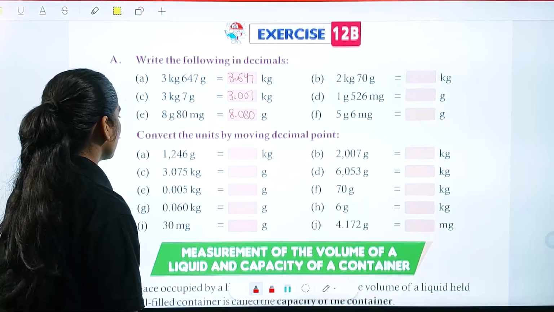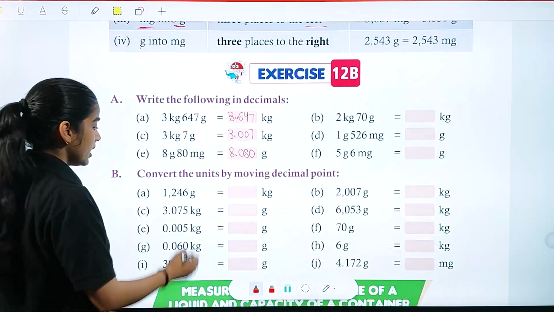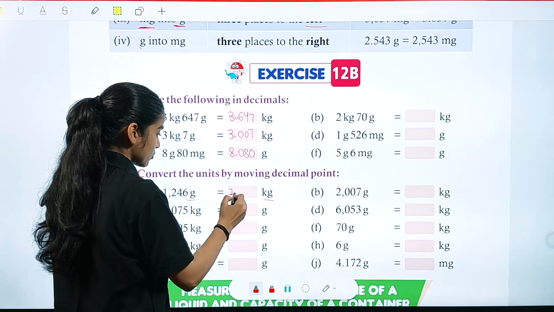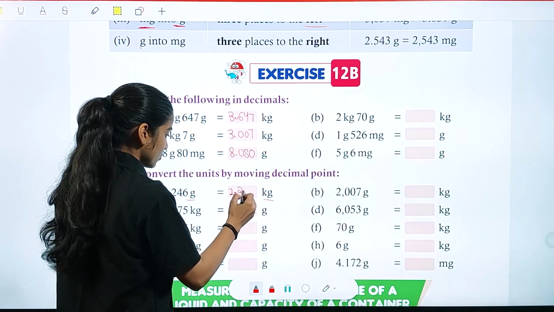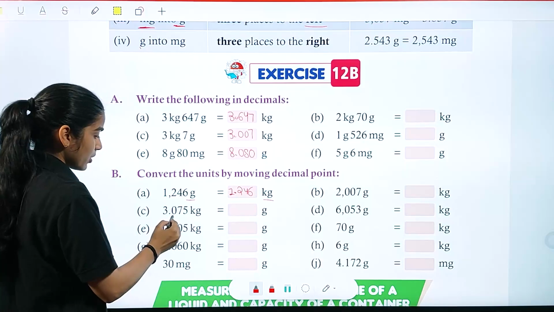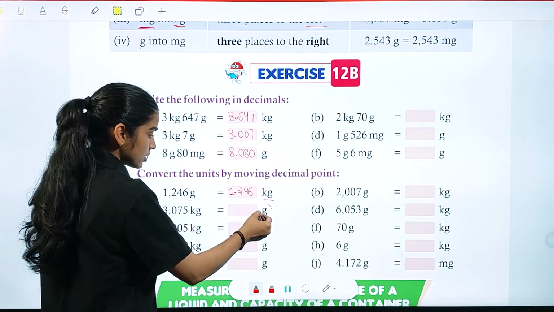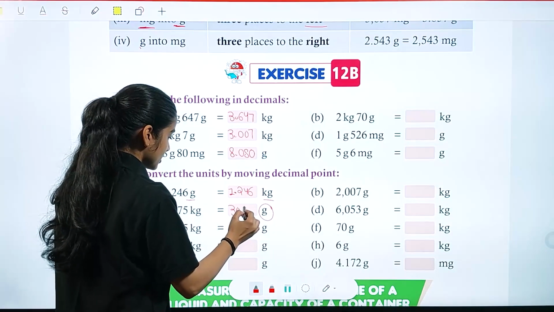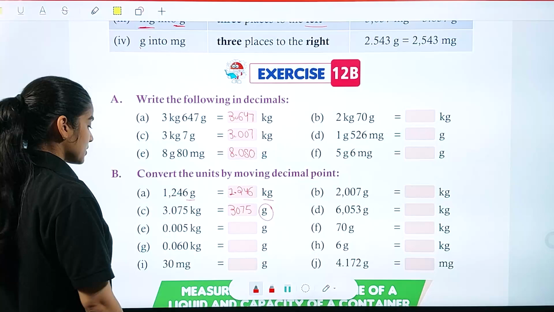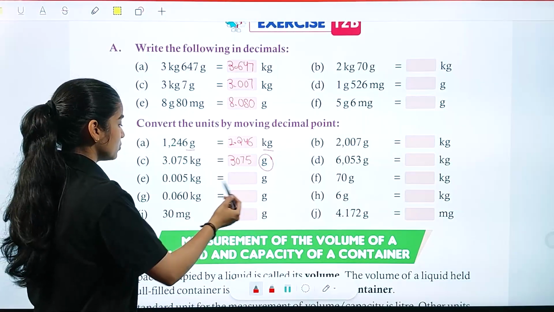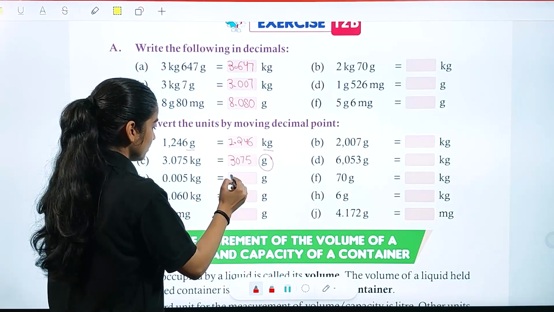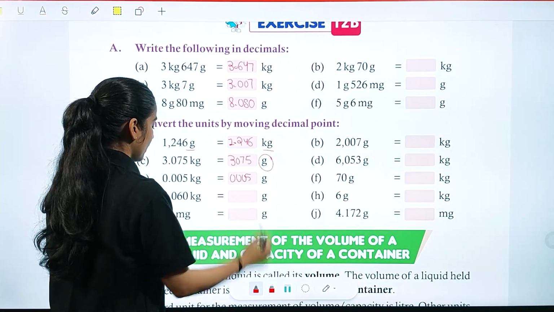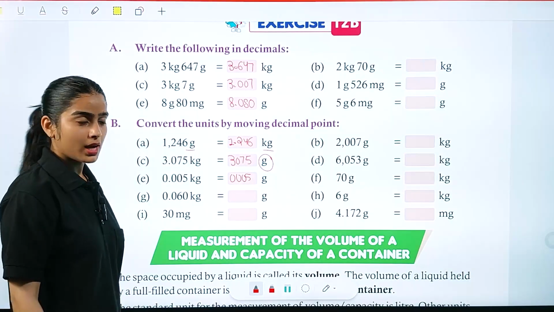Now in part B, convert the units by moving the decimal point. Gram into kg, smaller into bigger. So we have to shift our point towards the left hand side. So 1.246 kg. 3.075 kg into gram. So we have to shift it to the right hand side. So 3075 gram. Now 0.005 kg into gram. So this is only 5 gram. In the same way you can do the rest of the parts you have here.